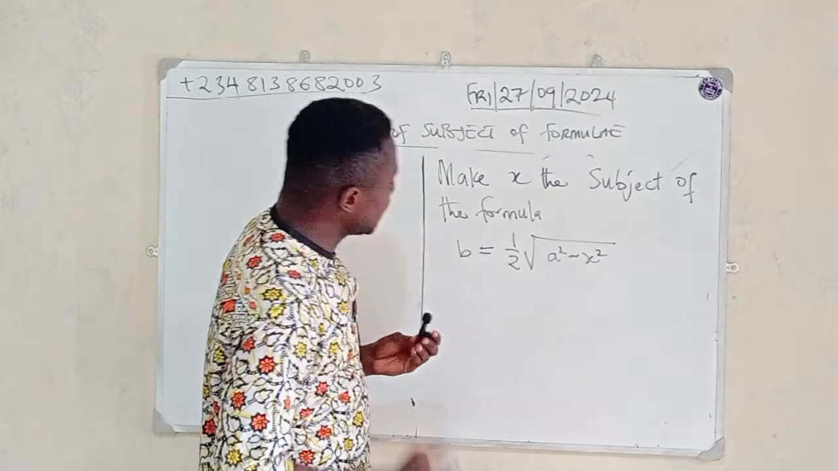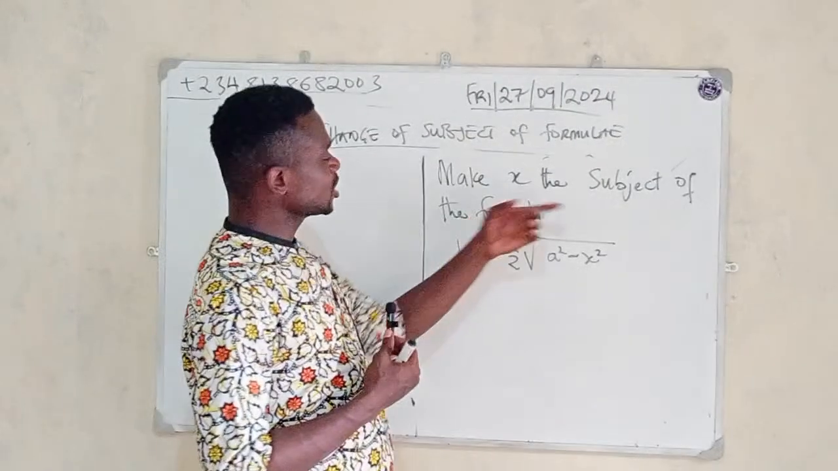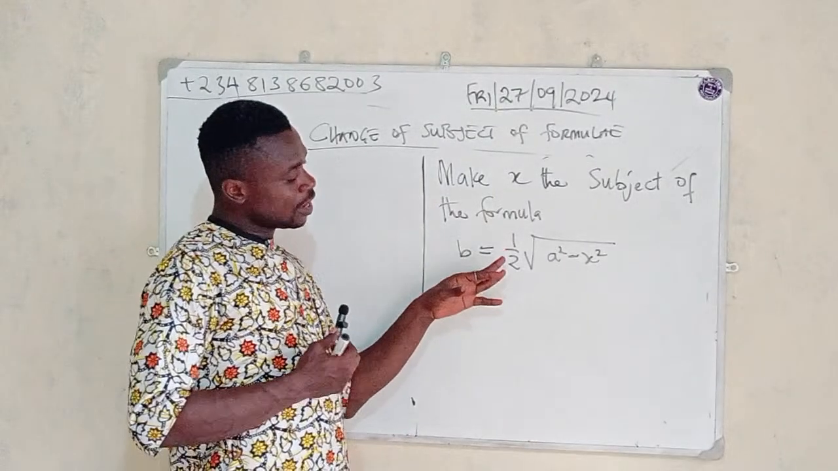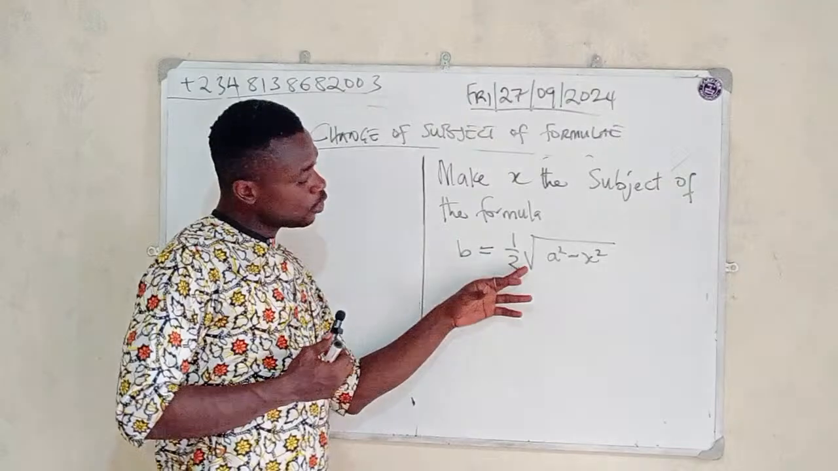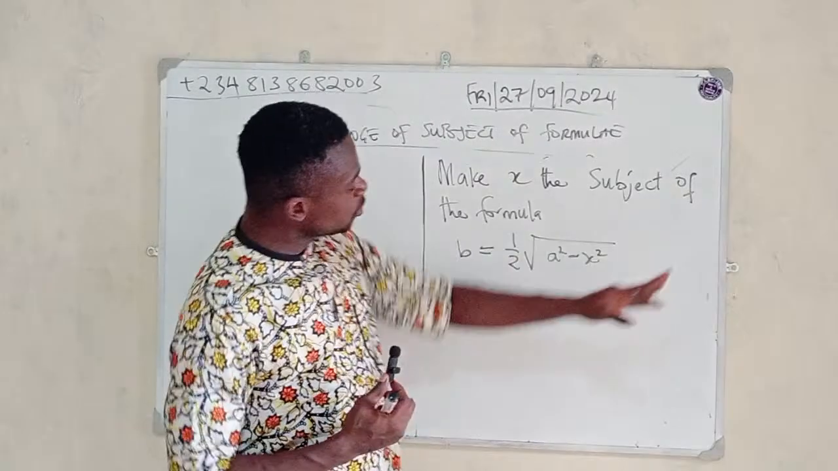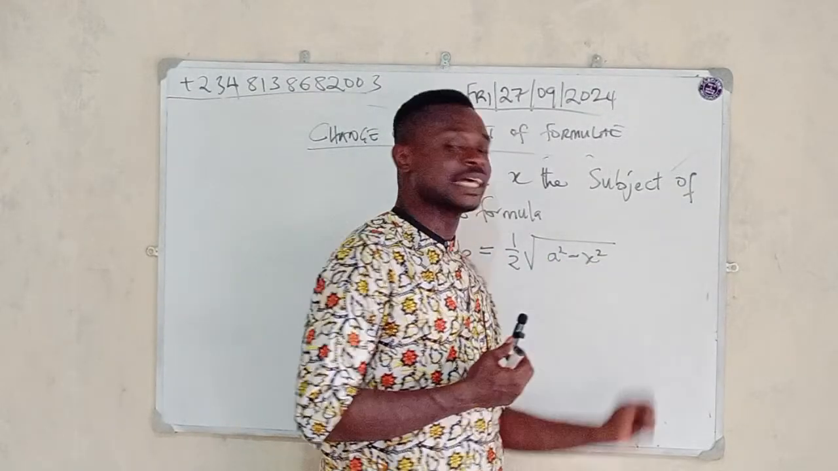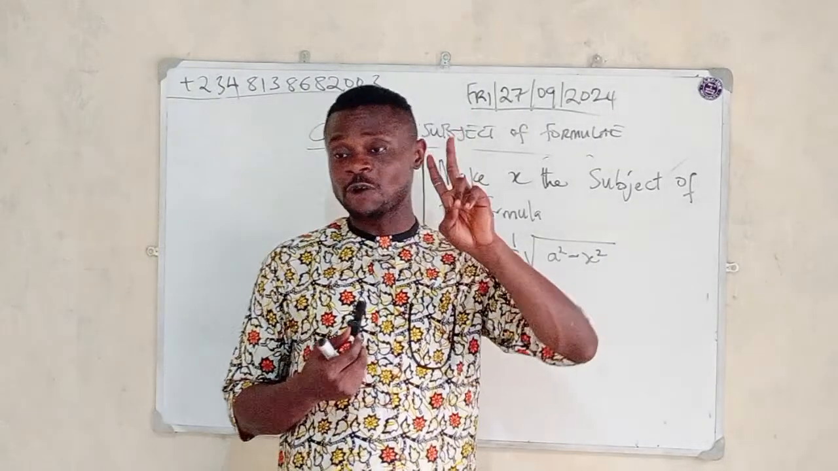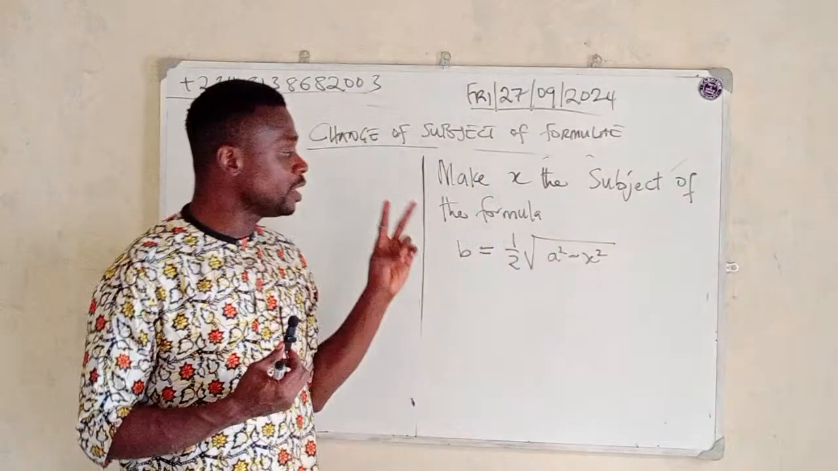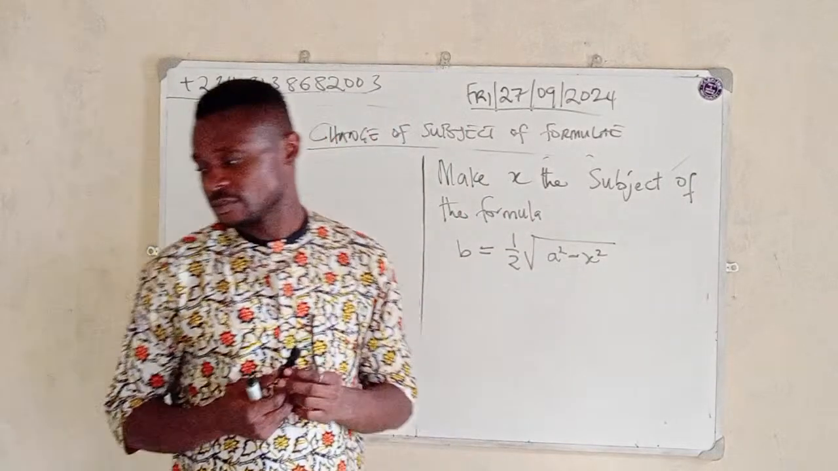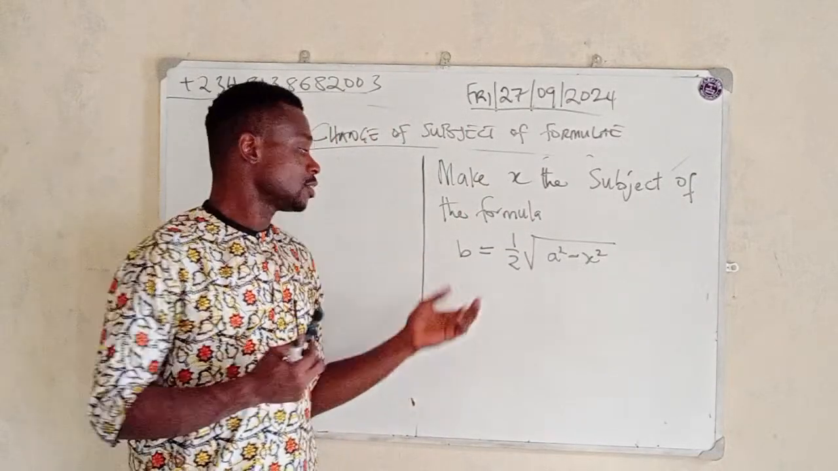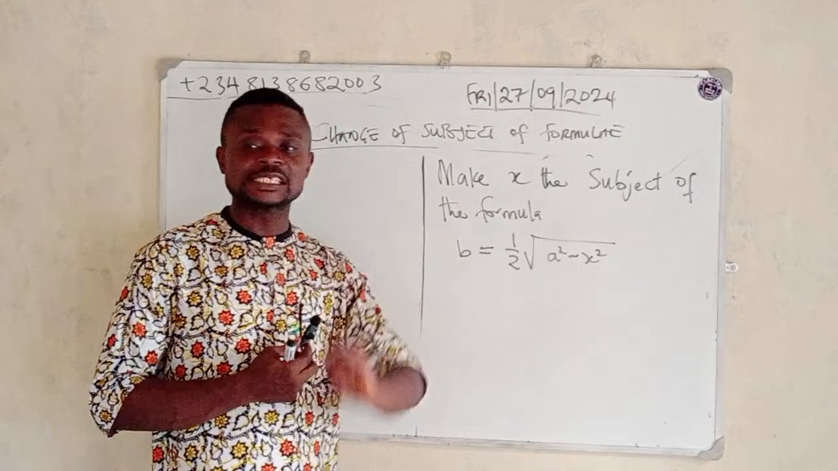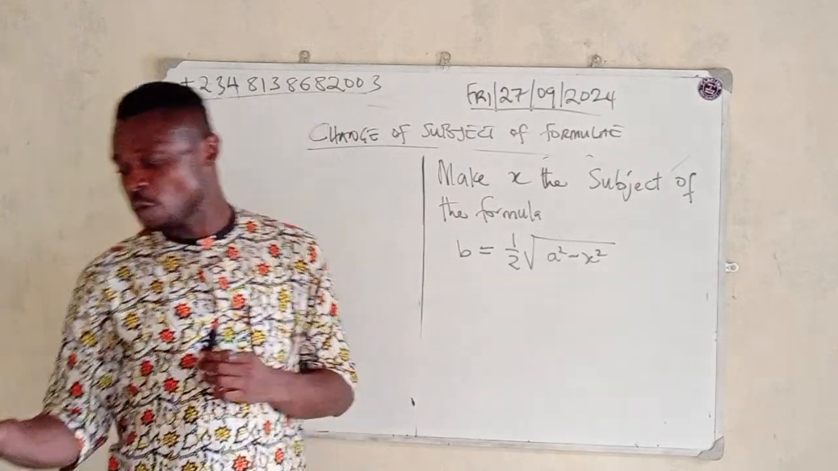The question says, make x the subject of the formula. B is equal to 1 over 2 times the square root of a squared minus x squared. To make x the subject of the formula, I'll give you 2 minutes to solve this question. Dear viewers, you also have 2 minutes to solve the question. If you solve it, drop the answer in the comment section.